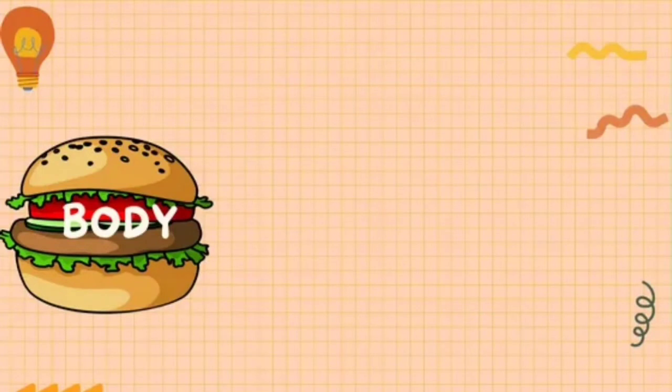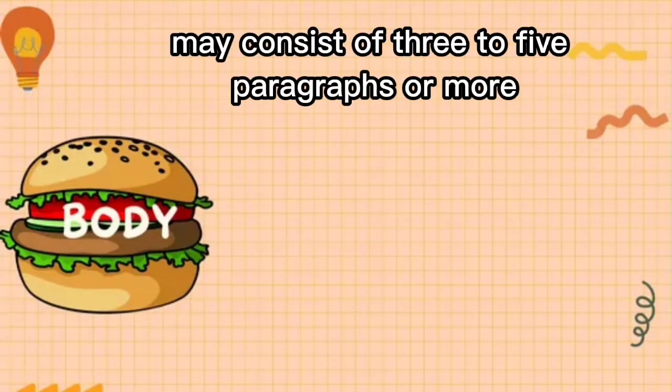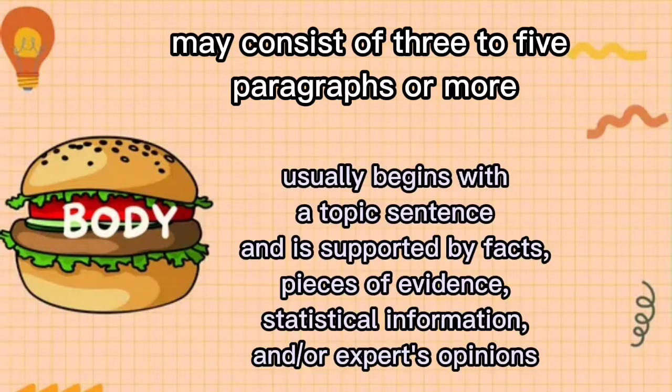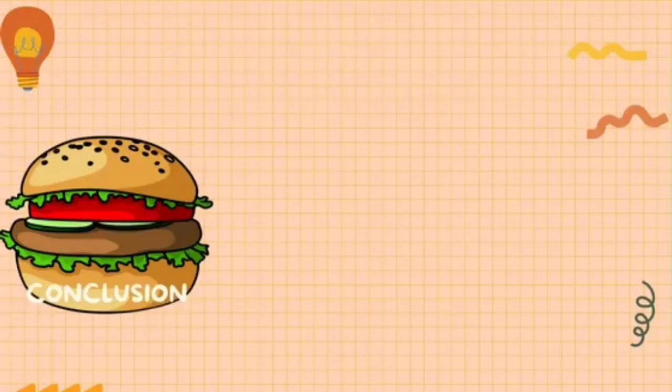The beef patty stands for the body of expository writing. The body may consist of 3 to 5 paragraphs or more. Each paragraph usually begins with a topic sentence and is supported by facts, pieces of evidence, statistical information, and/or expert opinions. The bottom bun symbolizes the conclusion.